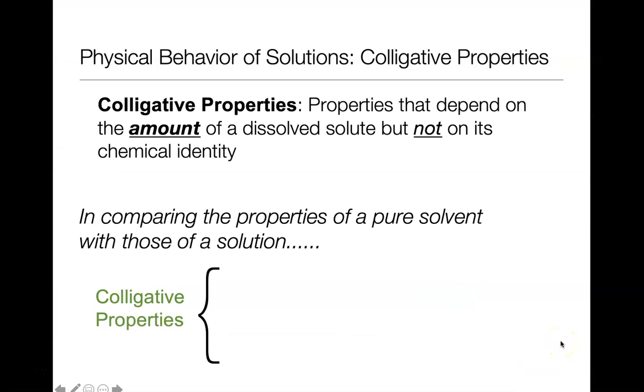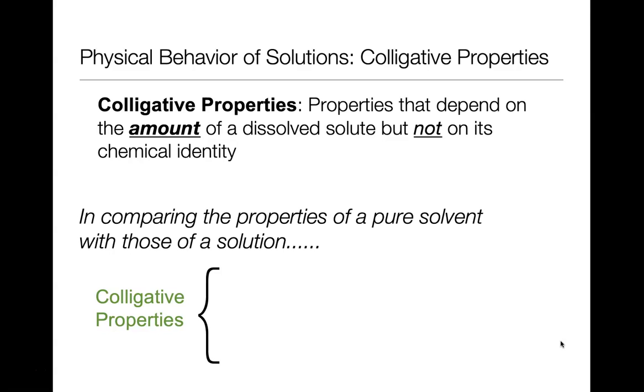Hi everyone, so I'm going to finish off talking about colligative properties, hopefully in a fairly quick and straightforward video. So why don't we start off. I'm backed up a couple of slides from where we left off in the lecture, but we'll make things flow together.